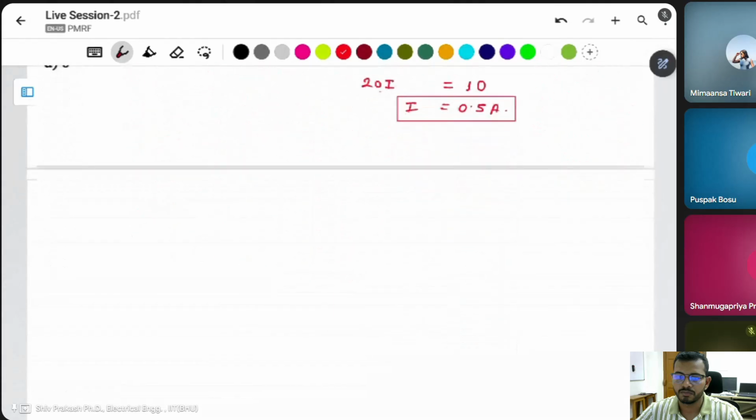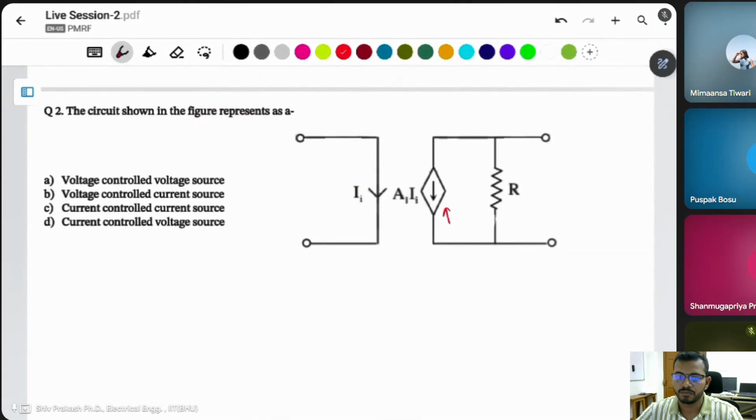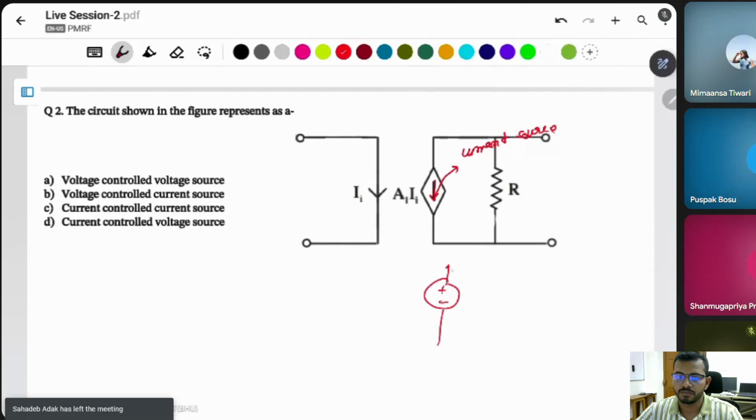Okay, let's start. Voltage controlled voltage source, voltage controlled current source, current controlled current source, current controlled voltage source. In this case, you have to observe the symbol of the sources. Here the arrow is given. The arrow symbol denotes a current source. And if there is a plus or minus terminal, this denotes a voltage source.